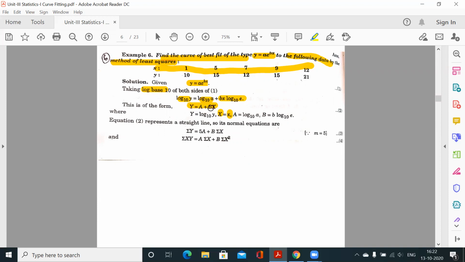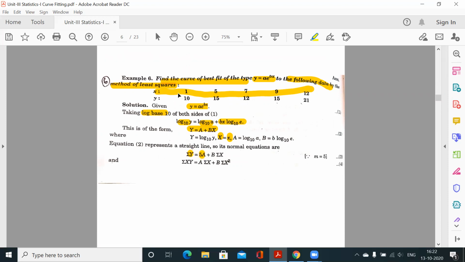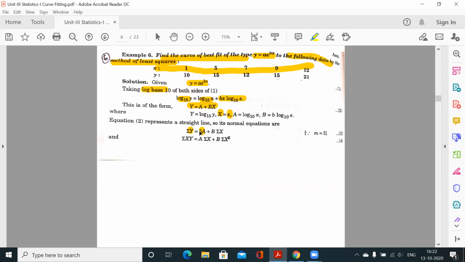And for this, we know how to find the normal equations. So the normal equations are: summation Y is equal to N A plus b summation x, N is the number of data points. So how many points are there? 1, 2, 3, 4, 5. So 5 points are there. So 5A plus b summation x. Next, summation xY is equal to A summation x plus b summation x square. Clear? So either you write a small x or capital X because both are equal. Only the small y has been changed into capital Y, but small x is small x. There is no change. Clear?